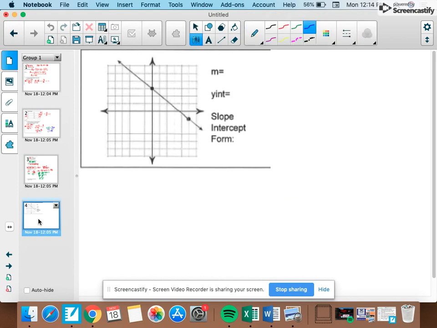The last problem here, we're just going to count the slope. So rise over run, we're going up 1, 2, 3, 4, and then we're going left 1, 2, 3, 4, 5, and it's going down. So it's a negative 4 over 5, and it crosses the y-axis up here at 3. So slope-intercept form is going to be y equals negative 4/5 x, plus 3.